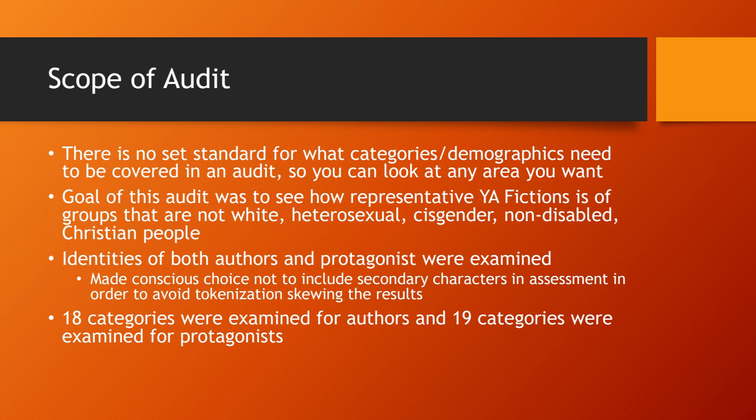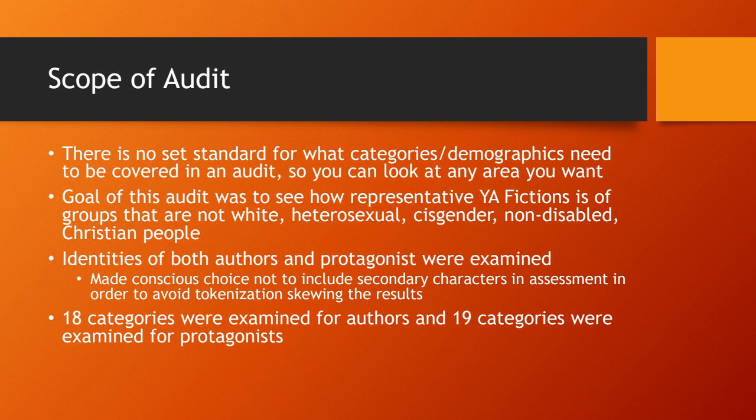I made the conscious choice not to include secondary characters in assessing diversity. I only looked at protagonists, point of view characters, in doing this. Authors sometimes resort to token representation in their supporting cast as opposed to the main character, so that including those characters would skew the results into looking more diverse than they were.